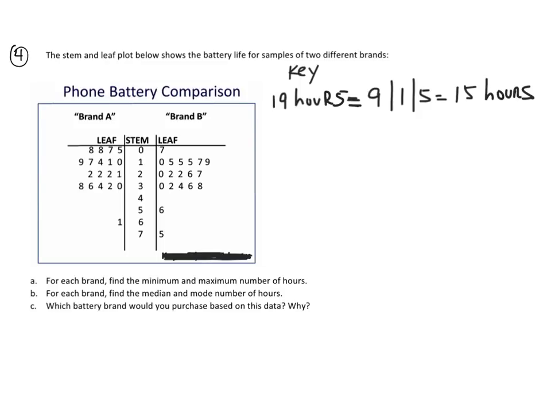For problem 4, here you're given a side-by-side or a back-to-back stem and leaf plot dealing with the life of batteries in hours. And here the key tells you this. If you have a stem of 1 in the middle and a 9 to its left, like for example this 9 here, that means that battery A has a 19-hour life.